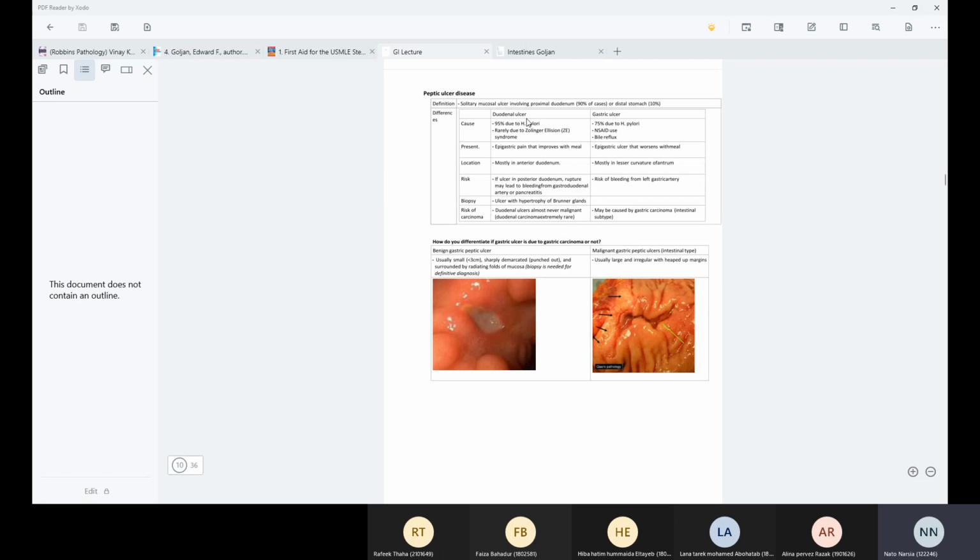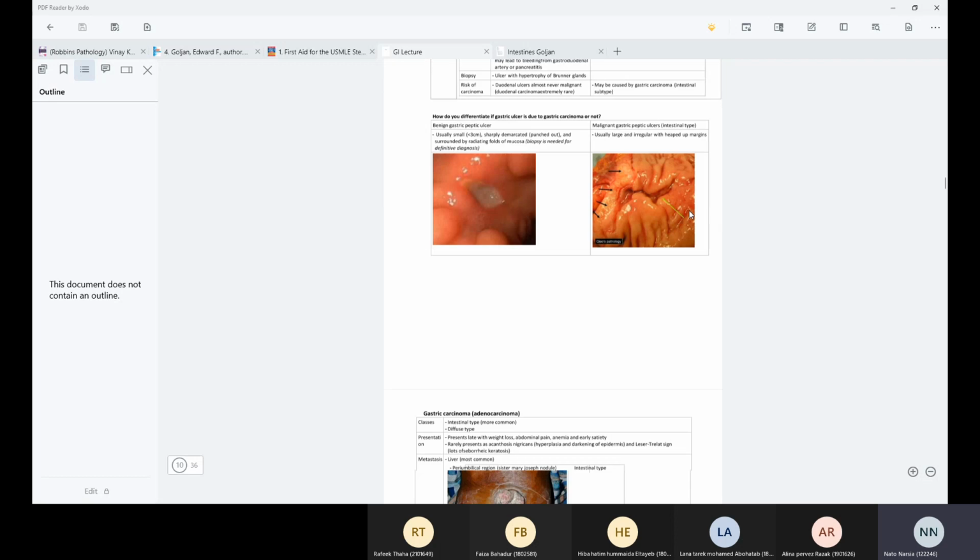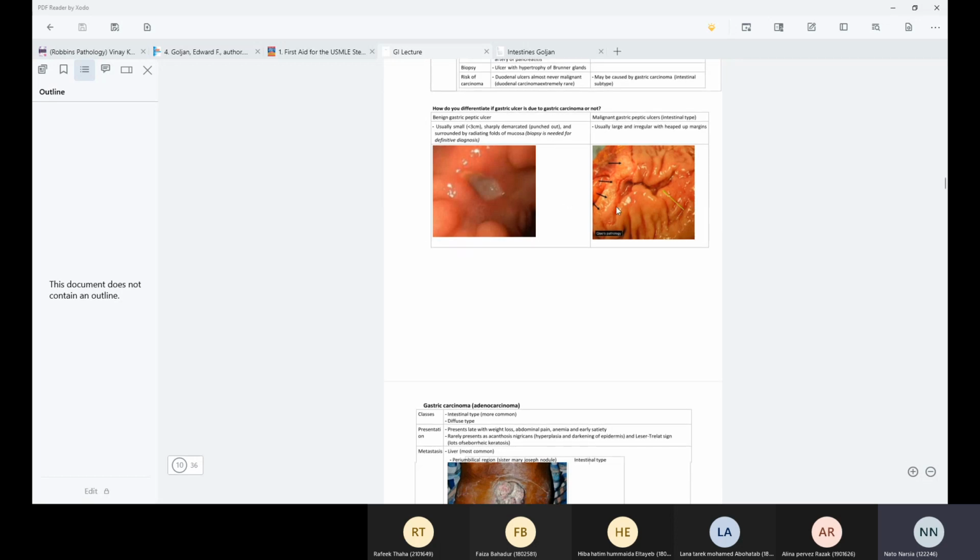So it is very common for that reason. It is not a dangerous condition. But if you find gastric ulcer, you must make differential diagnosis. Is it benign or is it malignant ulcer? Now what happens? It may be caused by gastric carcinoma, and that's why. You see these two images. Actually, by appearance, you should differentiate them.